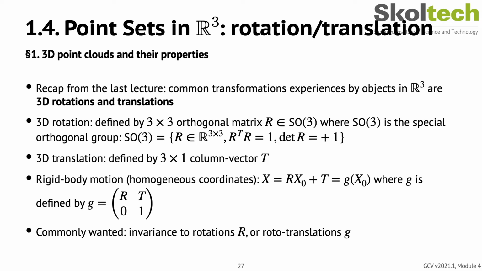A rigid body motion in homogeneous coordinates can be represented by matrix multiplication plus translation. It is also commonly referred to as the special Euclidean group, SE3. We commonly want to be invariant to rotations R or rototranslations G.